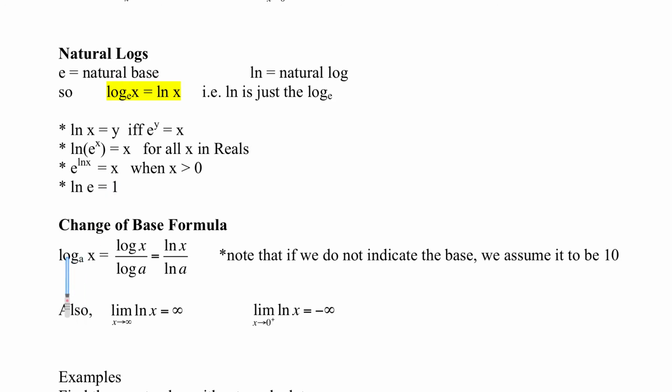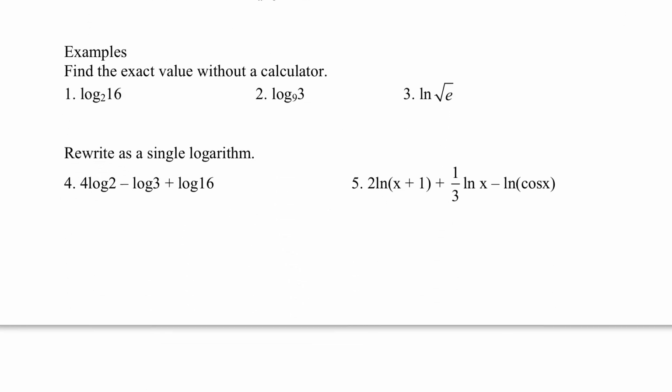The change of base formula allows us to take a logarithm with any base and make it base 10. So log base a of x is just log x over log a, and when I say log, that means base 10. When I don't indicate the base, it's base 10. Over here, ln x over ln a. That's the change of base. And also the limit as x goes to infinity of ln x equals infinity, and as x goes to 0 from the right it's negative infinity. The graph takes on a similar look.